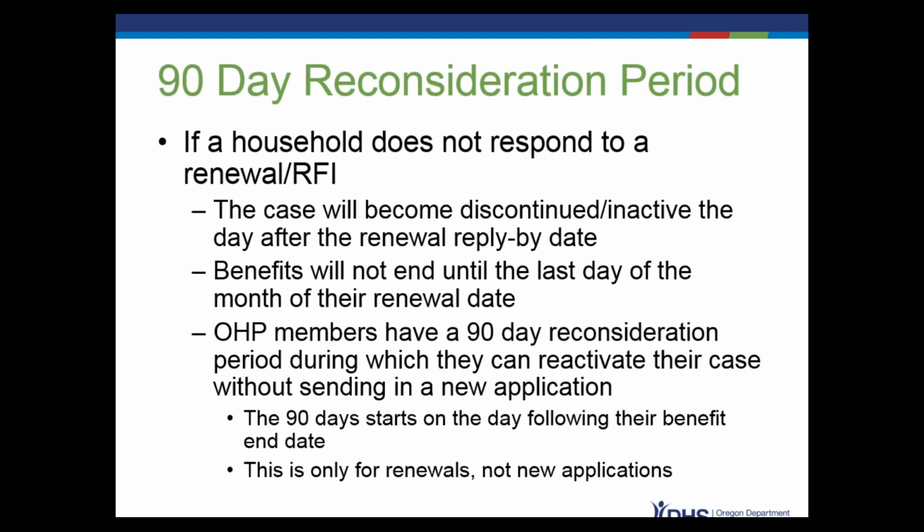So the day after someone is due to respond, the case will become discontinued or inactive. Benefits do not end at that time. They don't end until the last day of the month of their renewal date. That's when that 90-day reconsideration period starts, and people can actually reactivate their case without sending in a new application during those 90 days. As a note, this is only for renewals and not for new applications. So people who have not responded to an RFI for a new application do not have that same 90 days after the due date.